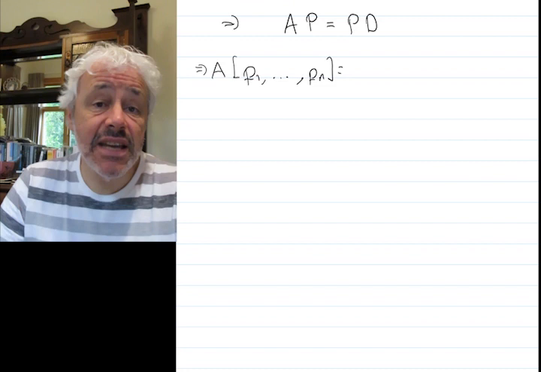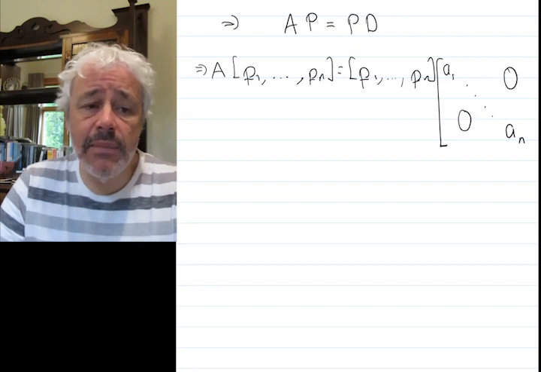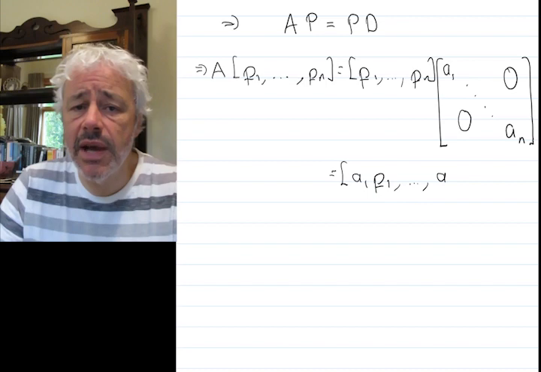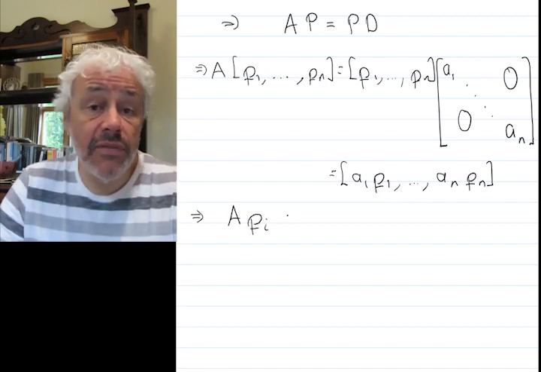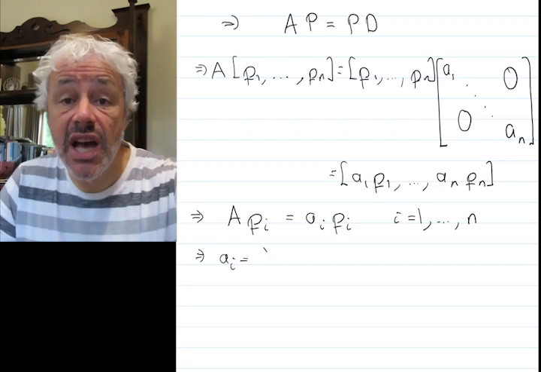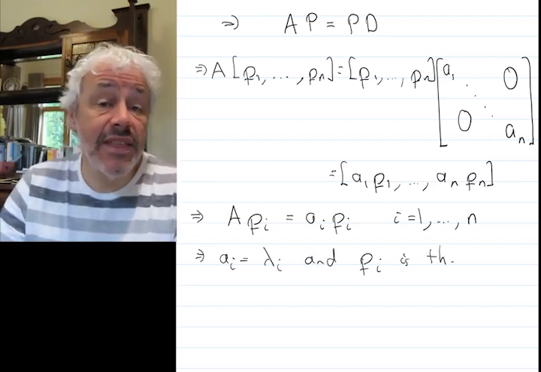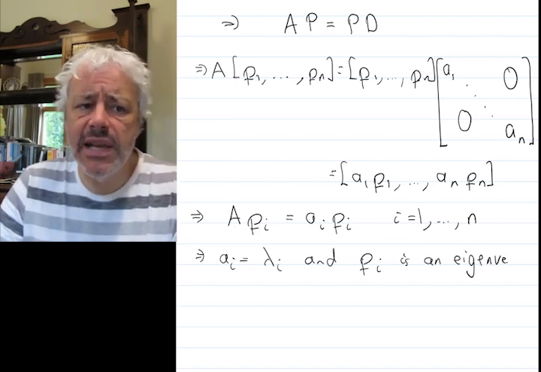That gives me A times matrix P1 up to Pn is equal to P1 up to Pn times this diagonal matrix. Multiply out the right hand side, and its columns are λ1 P1 up to λn Pn. Write down every column of that matrix equation and you get A Pi equals λi Pi. Well, that's just the eigenvalue equation, Ax equals λx. That means the only way that equation can hold is if λi is an eigenvalue and Pi is its eigenvector.